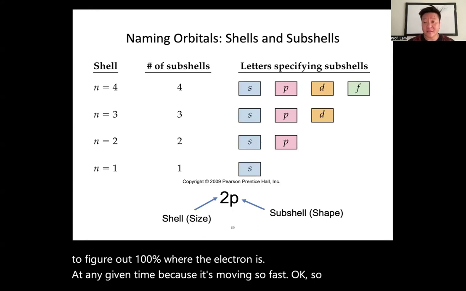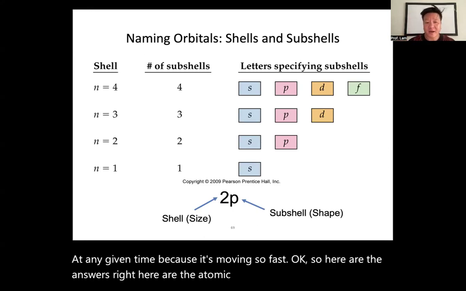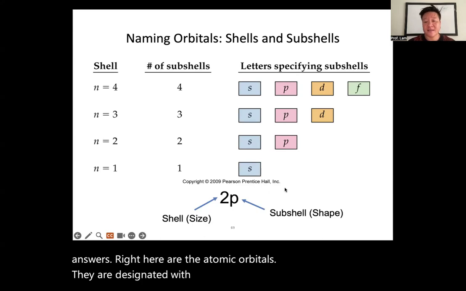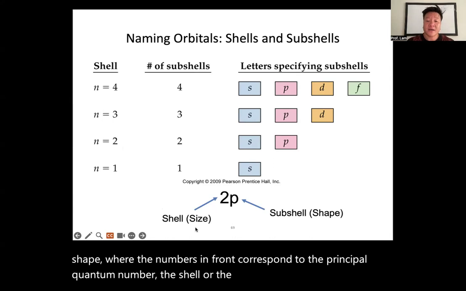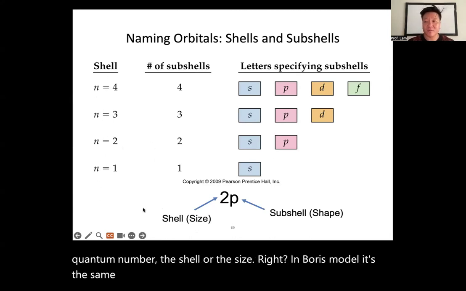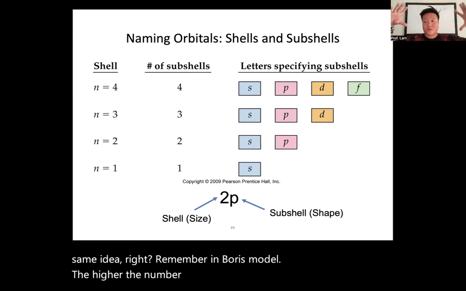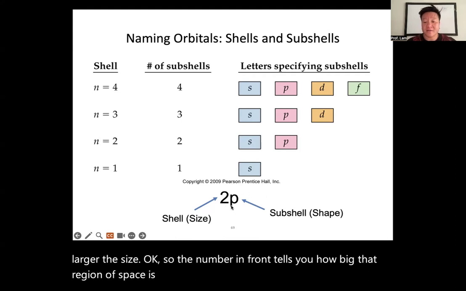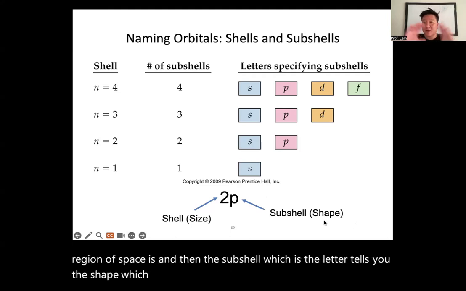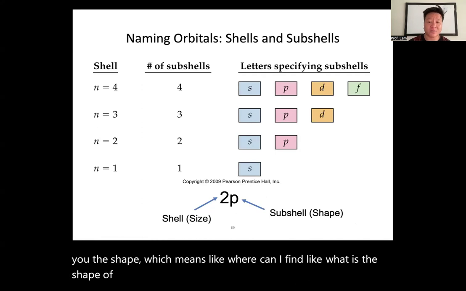So here are the answers. Here are the atomic orbitals. They are designated with letters, and the letters correspond to the shape, where the numbers in front correspond to the principal quantum number, the shell, or the size. In Bohr's model, it's the same idea: the higher the number, the larger the concentric shells and the larger the size. So the number in front tells you how big that region of space is. And then the subshell, which is the letter, tells you the shape, which means, what is the shape of this space where I could probably find the electron?